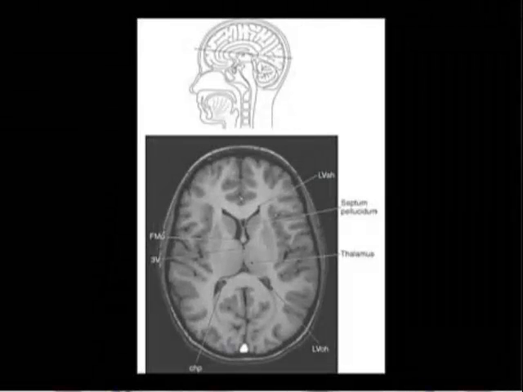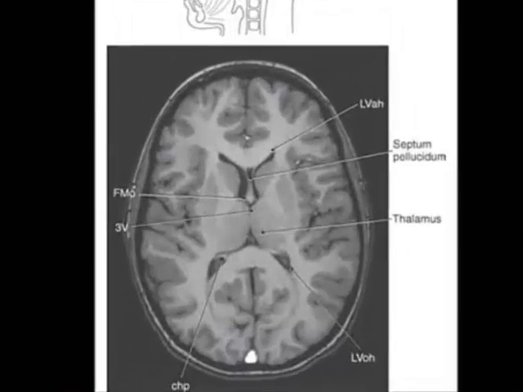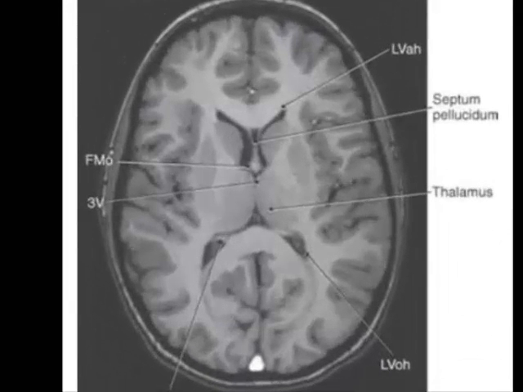This is an axial MR image at the level of the third ventricle. The third ventricle is a small, thin opening when viewed in an axial section. It is located in the midline, close to the anterior horns of the lateral ventricles.